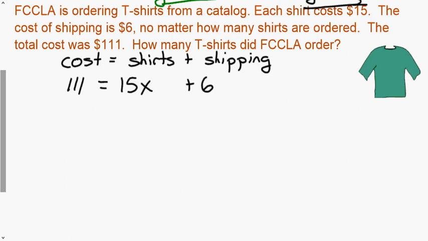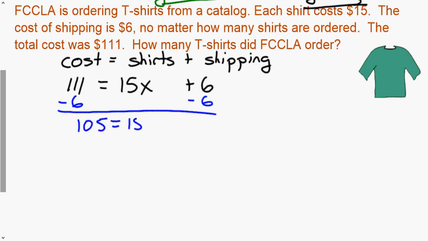So sometimes when we're reading some of these word problems, if we can write a verbal model or a written model to problem solve, we can then use that to help make the equation. And then of course we're going to solve this equation. So we're going to subtract 6 and we get 105 equals 15x. Divide by the coefficient 15 and we get x equals 7.